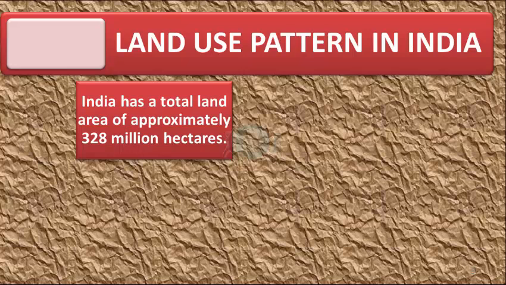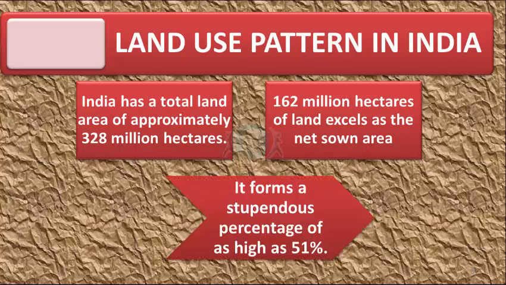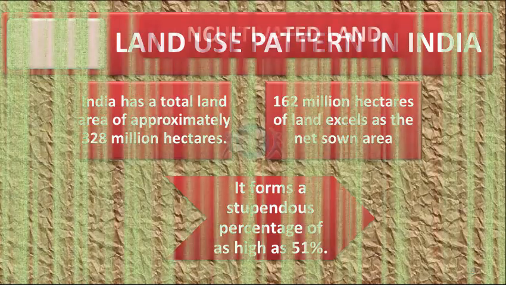From the time of independence, people have been resourceful enough to add another 22 million hectares. The increasing population pressure, of course, was the main reason. As a result, 162 million hectares of land is net sown area, and it accounts for almost 51% of the total land available. Therefore, it is a stupendous percentage of net sown area to the total land area.